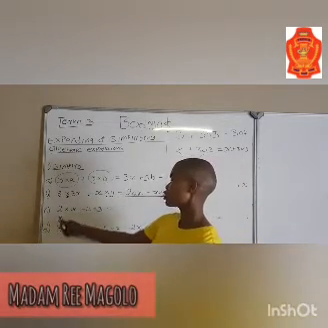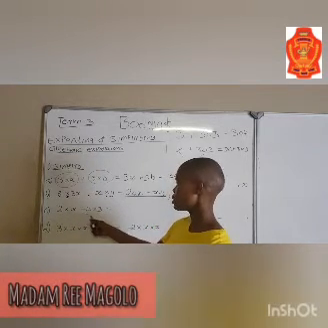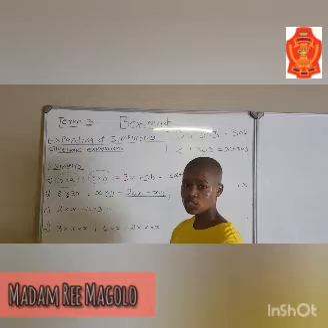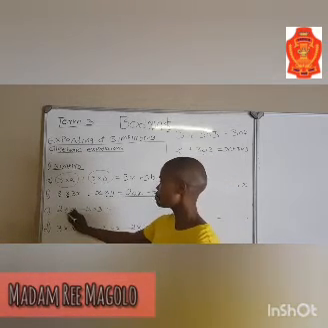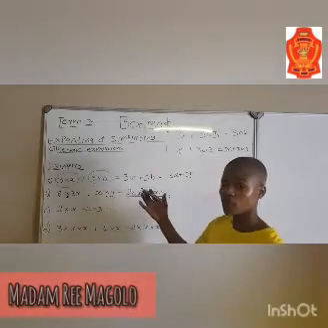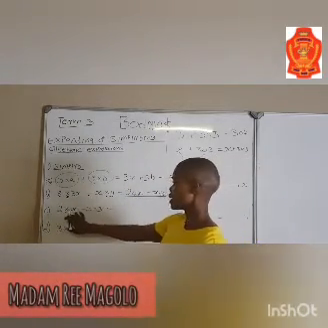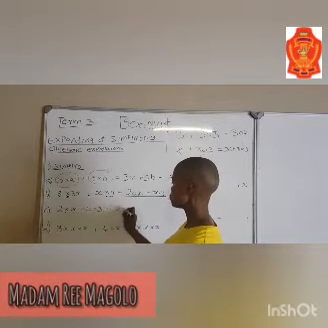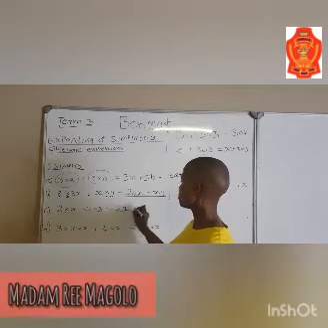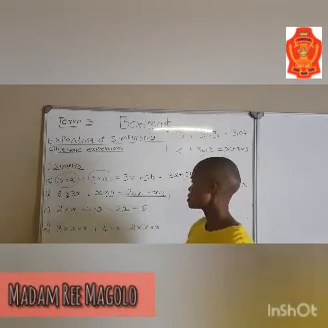I have got 2 multiplied by x minus 2 multiplied by 3. Still checking my signs first. I've got multiplication, subtraction, and multiplication. Which one comes first? Multiplication. So 2 multiplied by x gives me 2x. Minus 2 multiplied by 3 gives me 6.